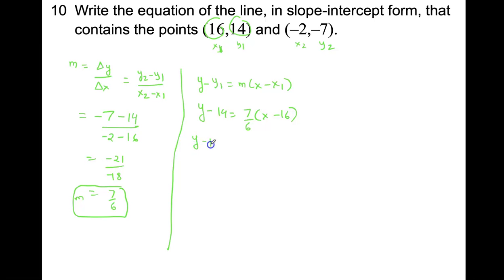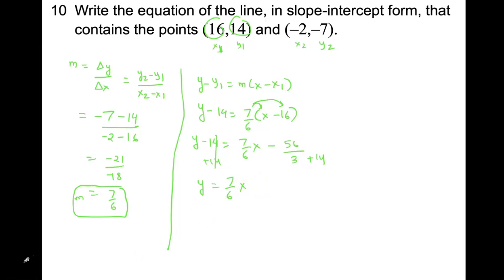So let's try to solve this. Y minus 14 is equal to, I will use the distributive property of multiplication. Did I make a mistake somehow? I'm just checking. So this is 7 over 6x minus 7 times 16 over 6, which is 56 over 3. Can I divide this? No. So what I can do is add 14 to both sides, and it cancels out. Y is equal to 7 over 6x, and I'm adding this 14 to negative 56 over 3.